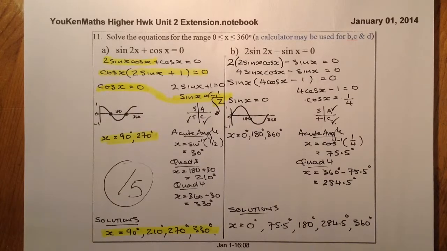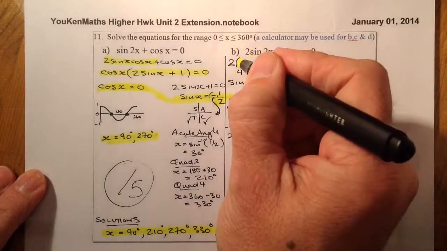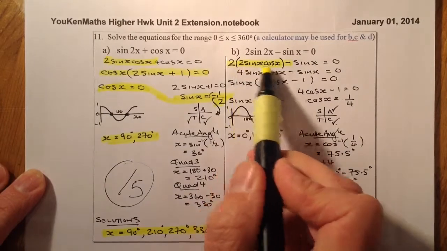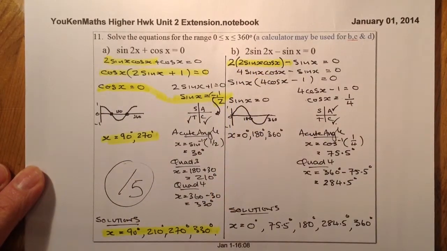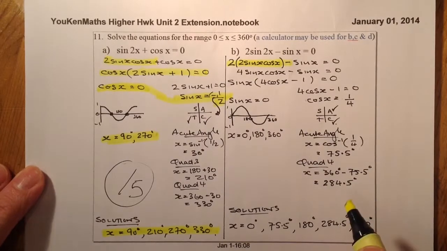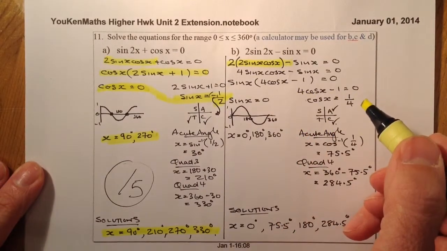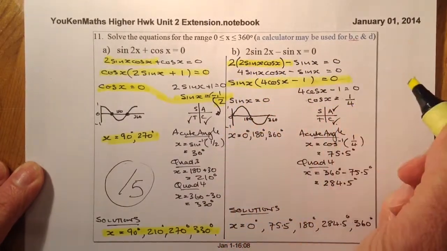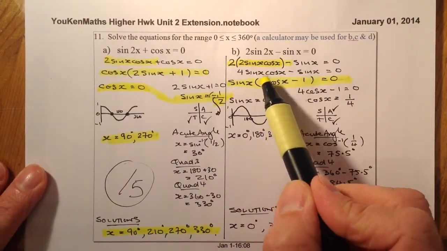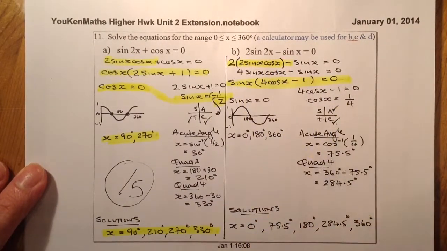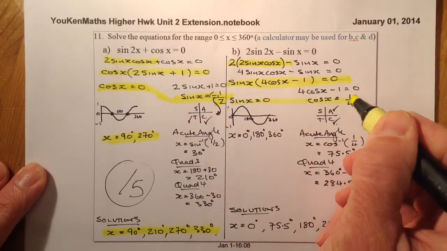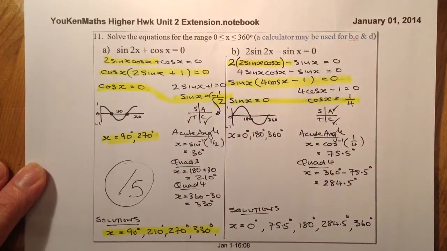So let's go and mark this one. The first mark I'm going to give is for substituting correctly and making sure that the 2 is sitting outside a bracket. Or if you've got 4 sine x cosine x, I'd give the mark for that. We'll get a further mark for taking out a common factor after you multiplied it out by 4. We'll get 1 mark for getting sine x equals 0 and also cosine x is equal to 1/4. That's just 1 mark all the way across there.